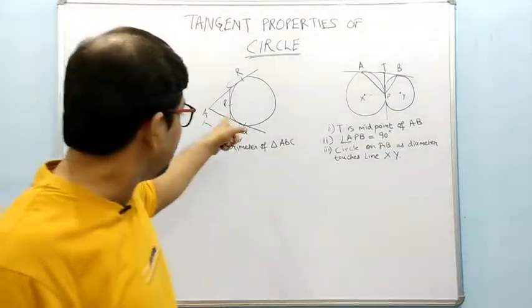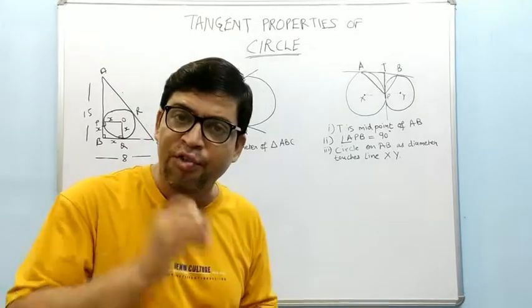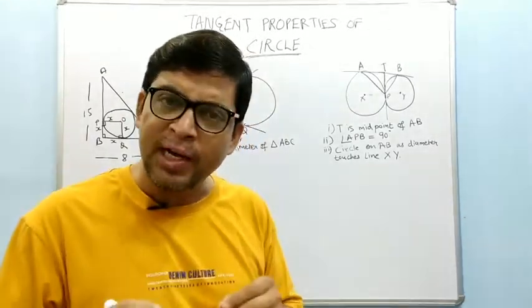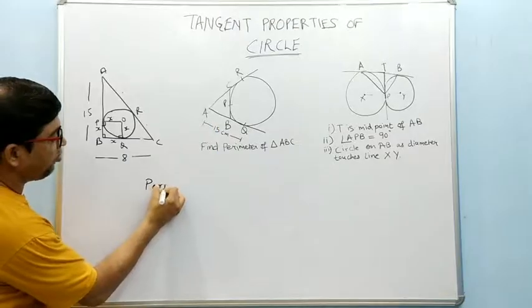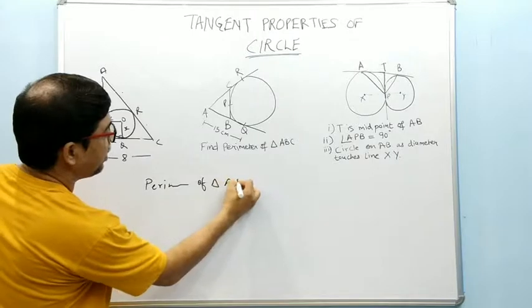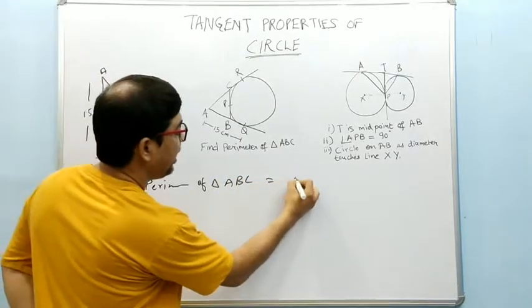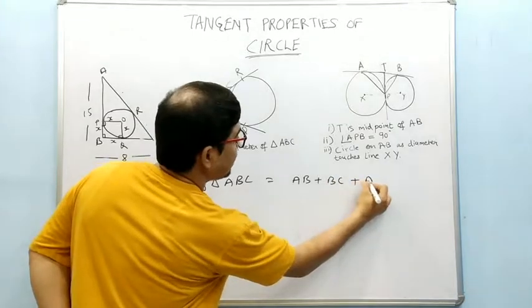Now see, in this question, we need to find the perimeter of triangle ABC. Perimeter means the sum of all sides. The perimeter of triangle ABC is actually AB plus BC plus AC.